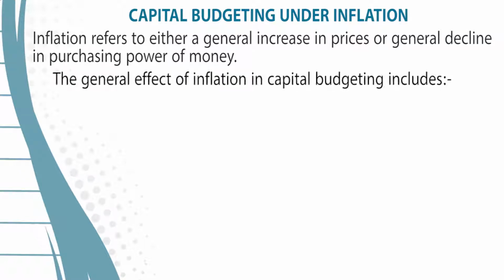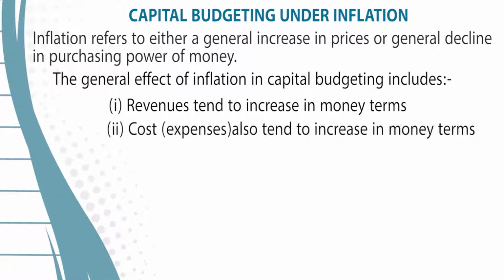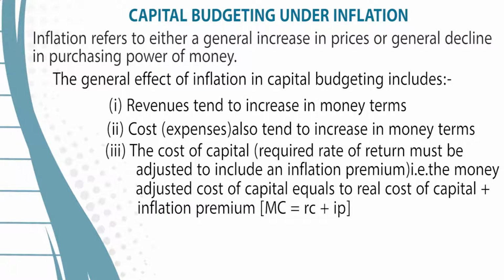The general effects of inflation in capital budgeting include: 1. Revenue tends to increase in money terms. 2. Costs and expenses also tend to increase in money terms. 3. The cost of capital, the required rate of return, must be adjusted to include an inflation premium, i.e. the money adjusted cost of capital equals the cost of capital plus the inflation premium.